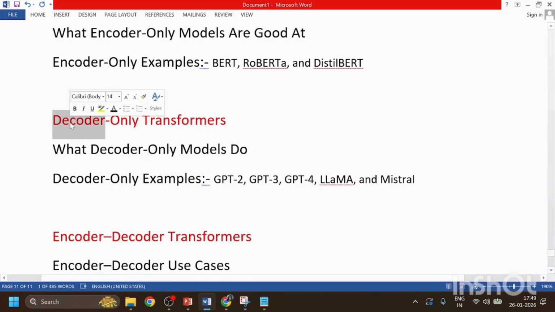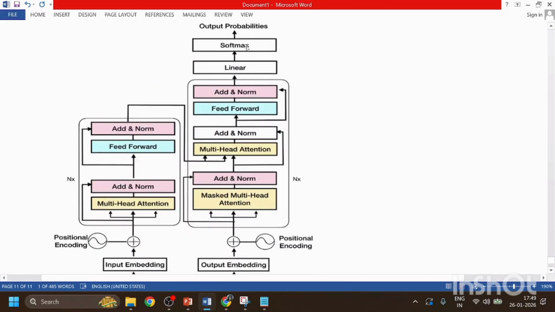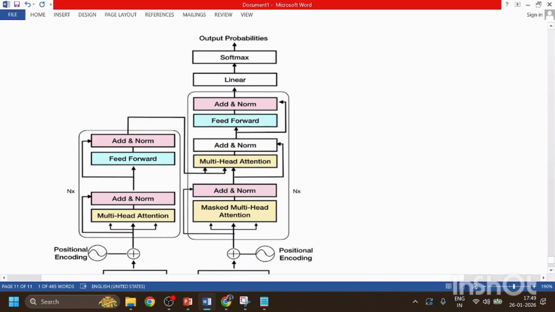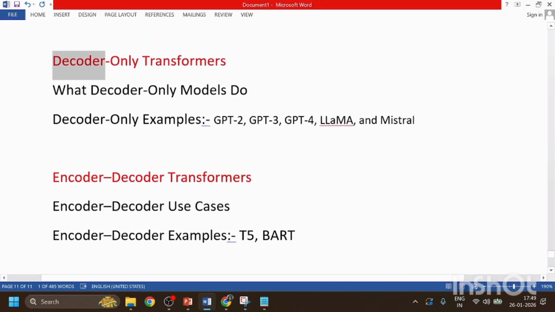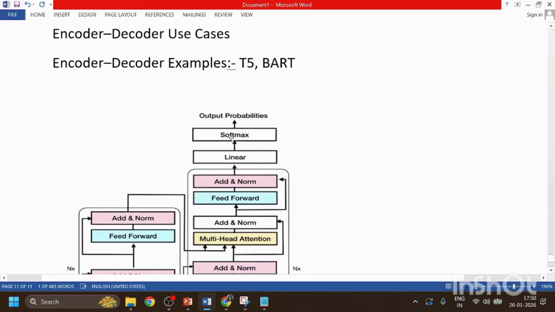Okay, so second part, decoder only transformer. These models use only the decoder with masked self attention. This one, masked self attention, is in the decoder part. Their strength is text generation. So they will generate the text.